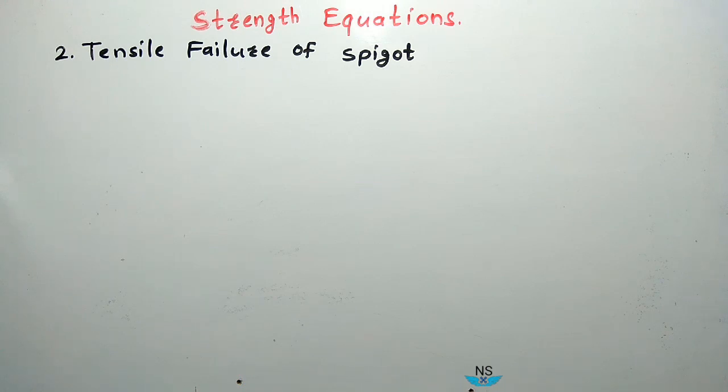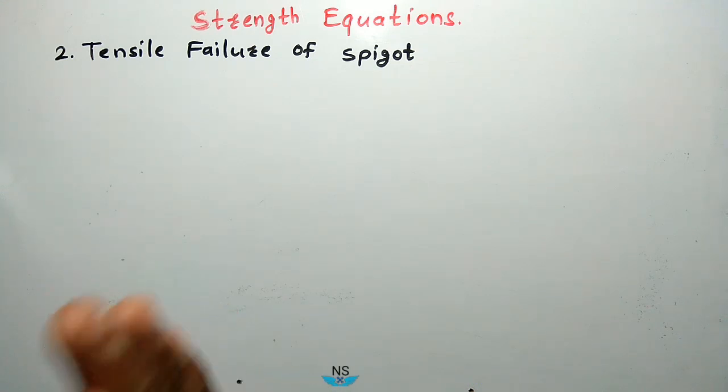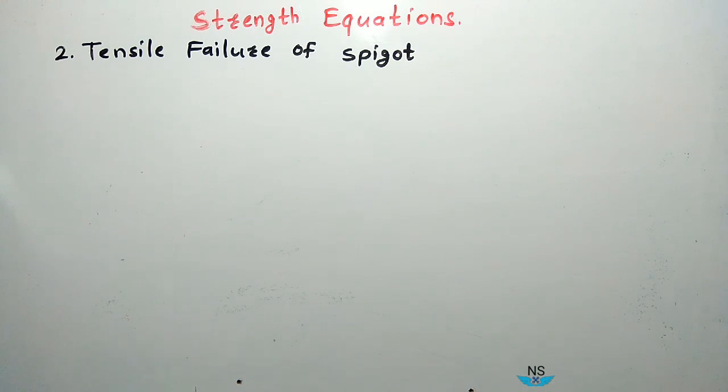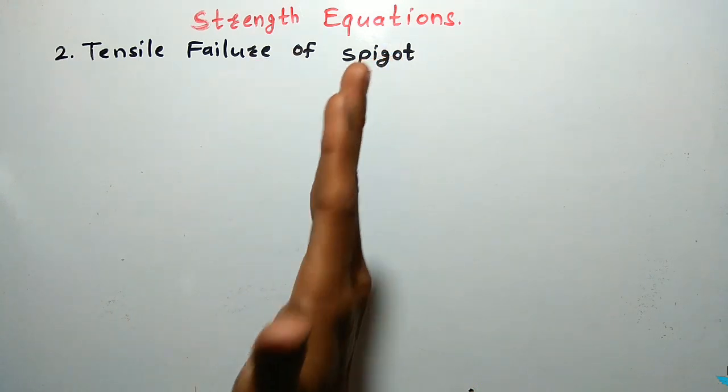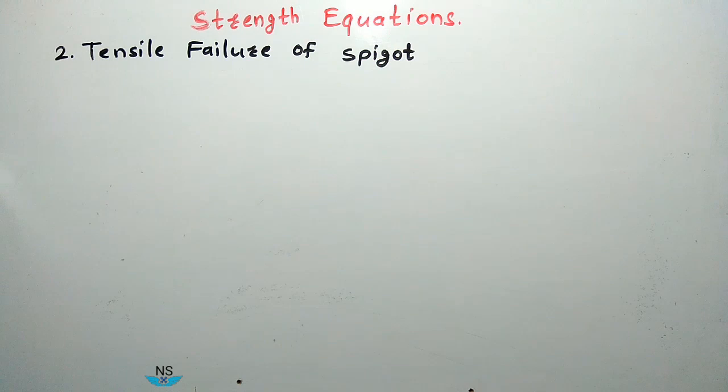Where the sudden change in area is, at that section stress concentration will take place, and where the stress concentration takes place, failure of the component takes place at that section. So where will the failure take place in spigot? At the slot. Due to tensile force, spigot will break at the slot.